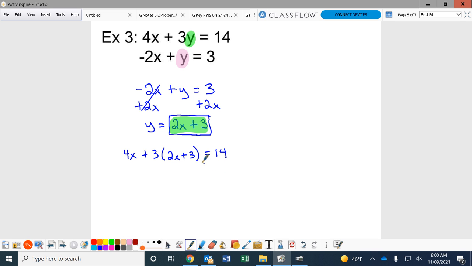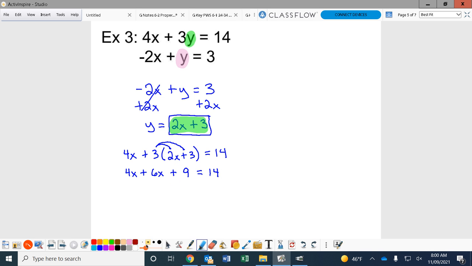Now we solve. You know how to solve an equation. First, you've got to get rid of these parentheses by distributing. It's going to make it 4x plus 6x plus 9 is going to equal 14.